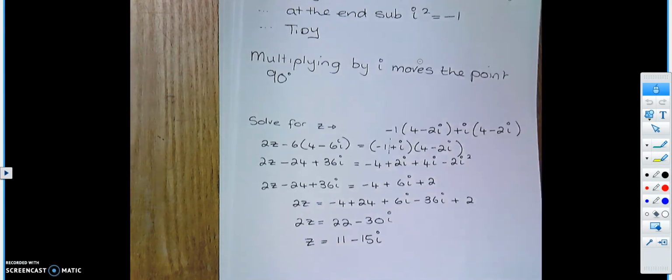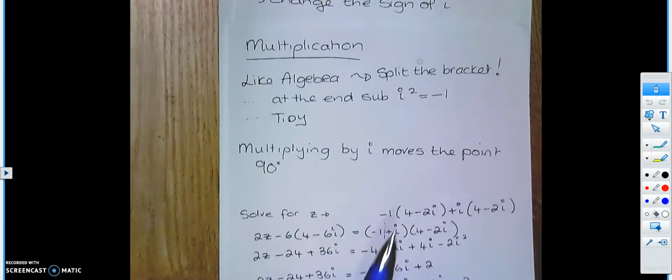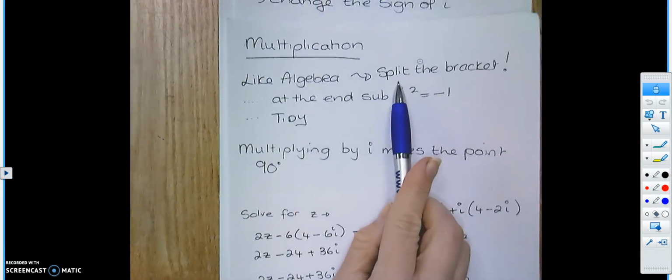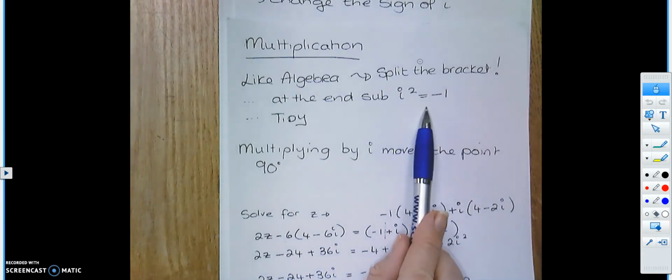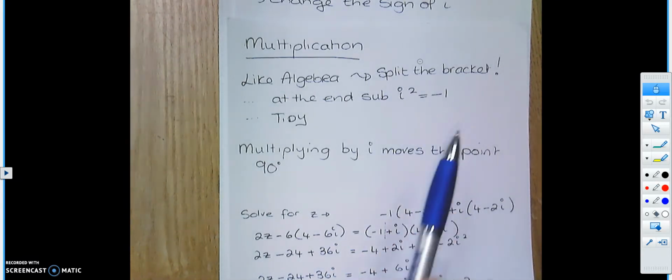Okay, so again, for multiplying, it's like your algebra. Remember to split your brackets. So like this. Don't forget to multiply the last half. At the end, sub in i squared equals -1 and tidy it up.